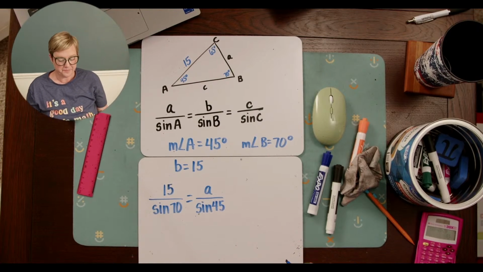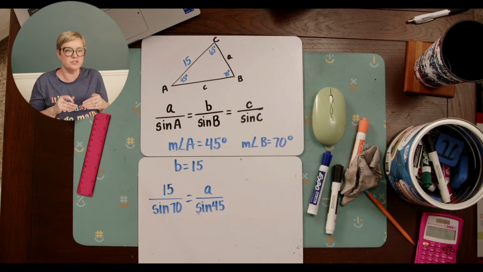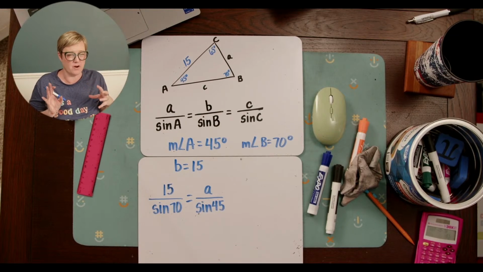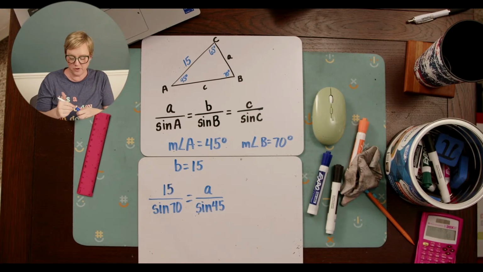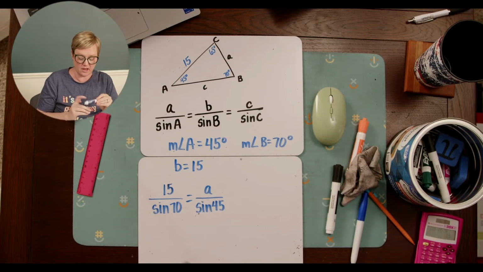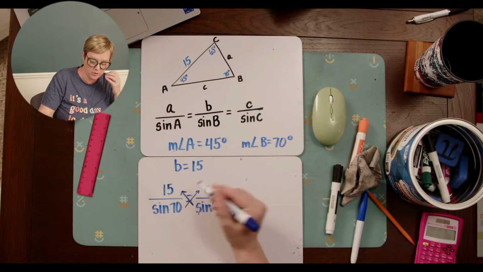Now, this is law of sines. I'm not going to start by typing sine 45, sine 70, because it's going to give me a crazy decimal, and I don't want to work with that right now. I just want to first get it in the right form to have A by itself. So I'm going to cross multiply, just solving a proportion, right?